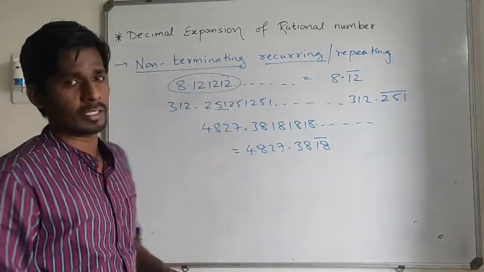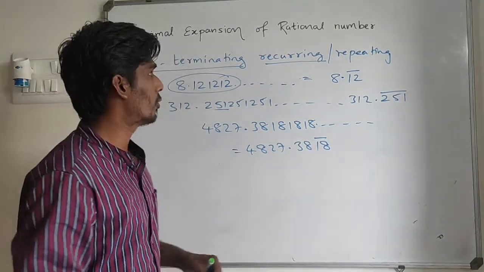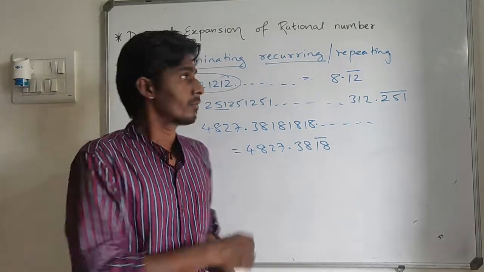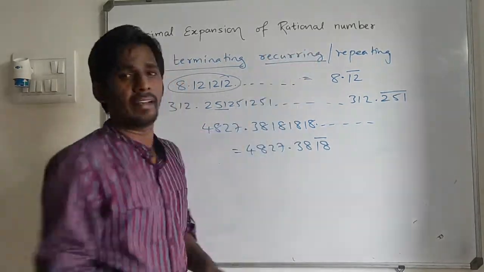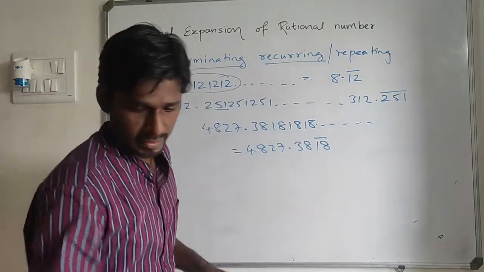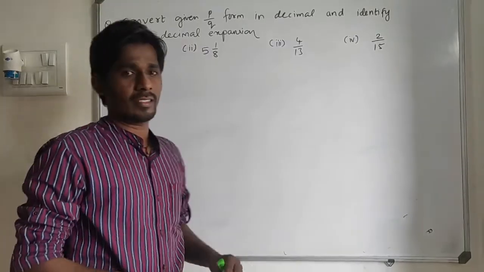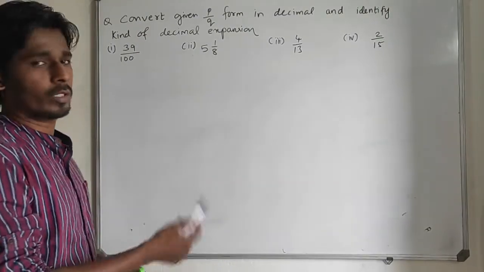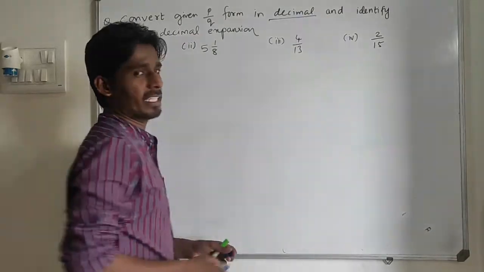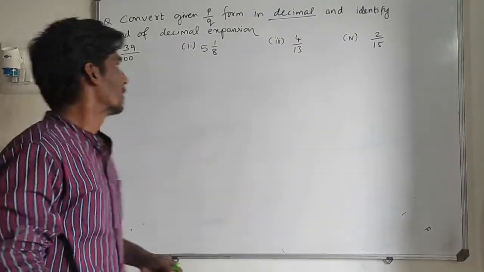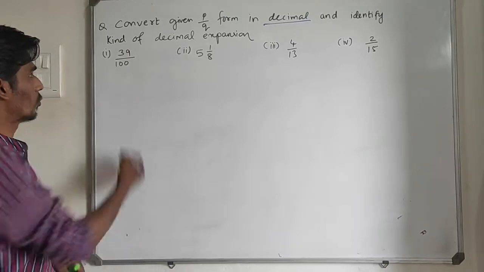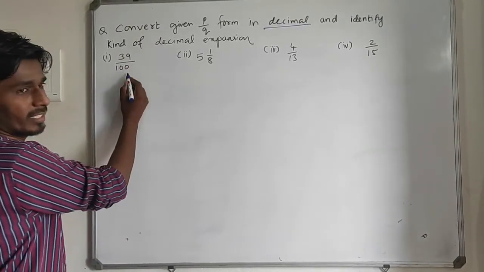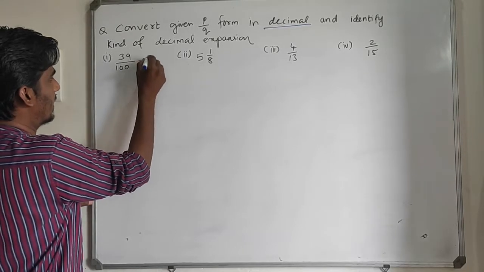Now based on these two rules, terminating and non-terminating, we are going to solve a few divisions in which we have to identify the type of decimal expansion for any rational number. So let's start that exercise. Based on the types of decimal expansion, let's solve this rational number. Decimal expansion means we have to convert them into point. 39 upon 100, so no need to divide this. We already know 39 upon 100 has how many zeros? 2 zeros.